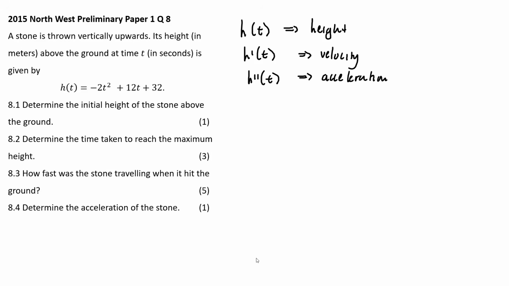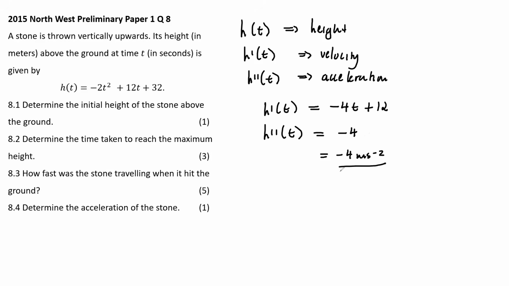But the point is on this one. It says here, the rate of change of velocity is acceleration. When you derive twice, that's acceleration. And so from question 8.2, I was able to derive for the velocity. And so if I want acceleration, I need to derive twice. And your answer is just -4. Acceleration is measured in meters per second squared. And that's your answer for that one.